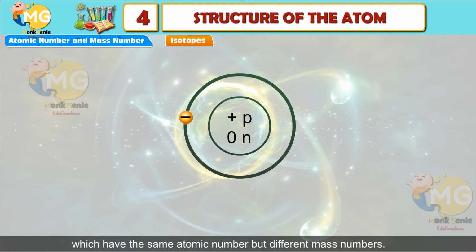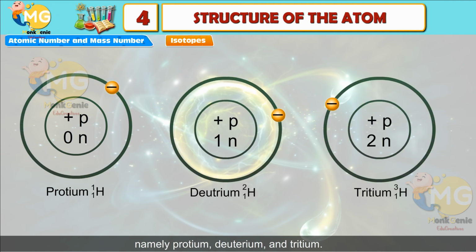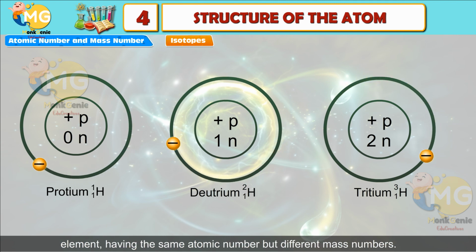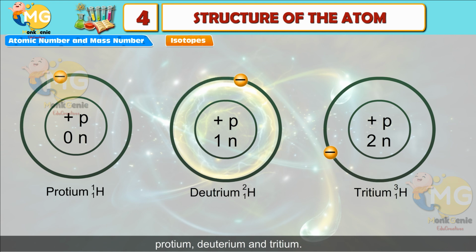Isotopes. In nature, a number of atoms of some elements have been identified which have the same atomic number but different mass numbers. For example, take the case of hydrogen atom. It has 3 atomic species, namely protium, deuterium, and tritium. The atomic number of each one is 1, but the mass number is 1, 2, and 3 respectively. On the basis of this example, isotopes are defined as the atoms of the same element having the same atomic number but different mass numbers. Therefore, we can say that there are 3 isotopes of hydrogen atom, namely protium, deuterium, and tritium.